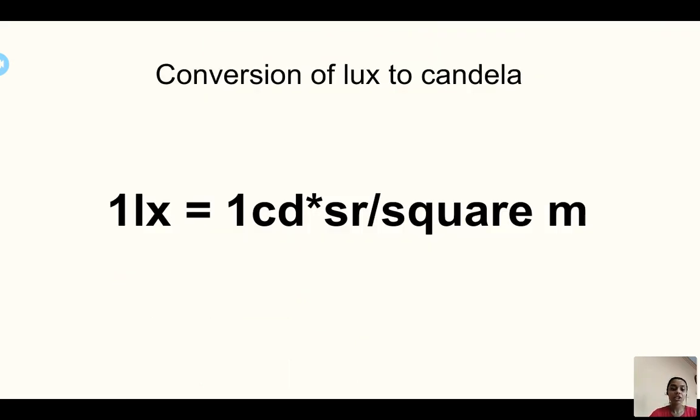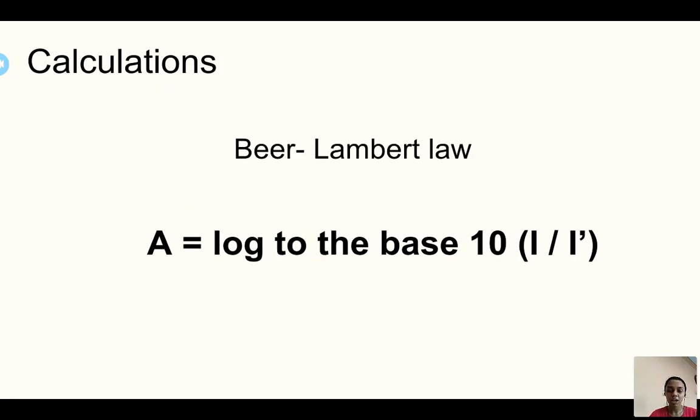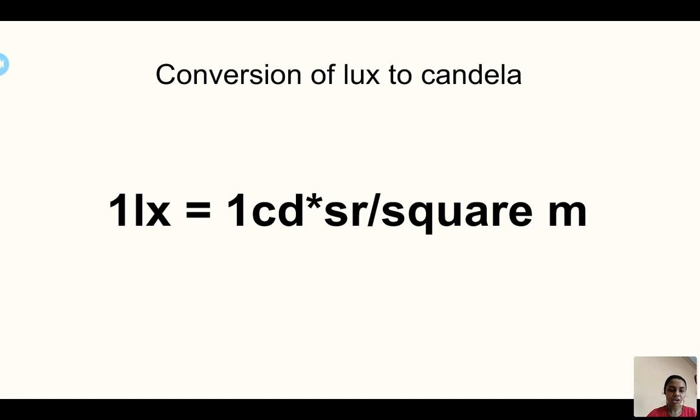Next, we shall convert lux to candela. Why? Because we have a formula which is called the Beer-Lambert law to find absorbance. So the formula says absorbance equals log to the base 10 of I by I dash. We have discussed what I and I dash are. So as we have measured illuminance using the lux meter, we shall convert it to intensity, that's in candela. So how shall we convert it? Using this formula, which says 1 lux is equal to 1 candela into steradian per square meter.